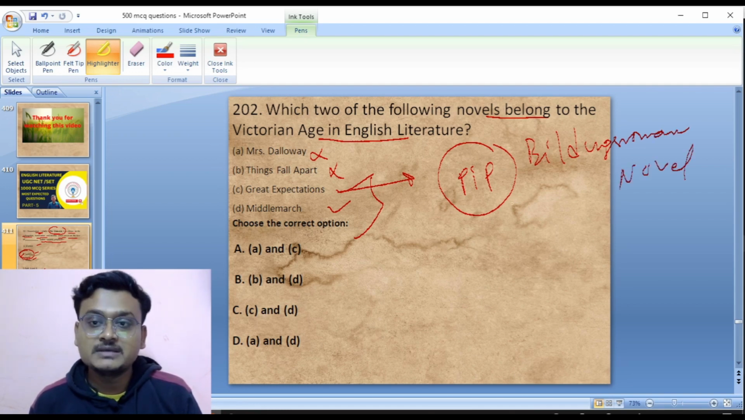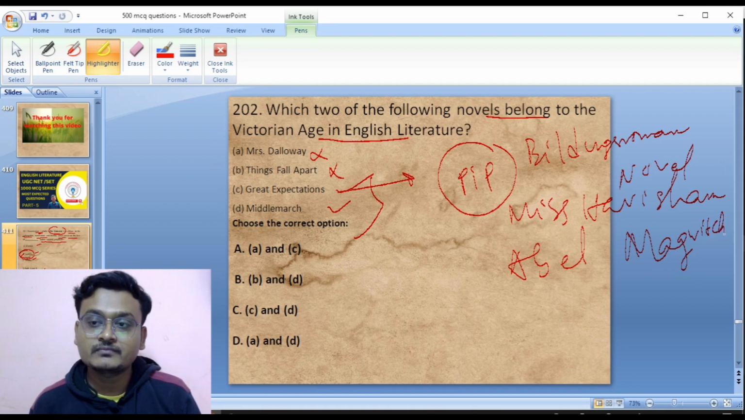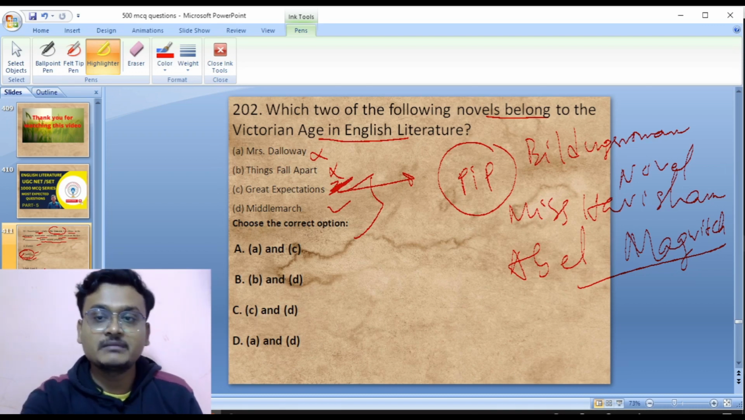Miss Havisham, Abel Magwitch, the benefactor of Pip, and Estella. These characters appear in Great Expectations. So Great Expectations and Middlemarch, and Great Expectations was written by Charles Dickens. These two novels belong to the Victorian age.